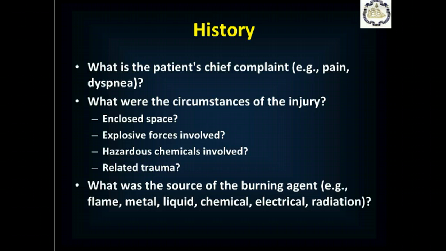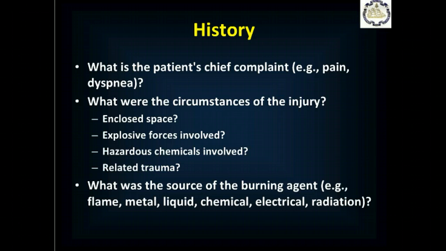If you don't have any primary assessment findings, then you go to your history and you think about what's the patient's chief complaint. Is it pain? Okay, they have a burn, they're painful. Is it trouble breathing? That's more concerning because you have to think about why they're having trouble breathing. Is it because of an airway burn or is it because of another inhalation injury? Try to figure out what the circumstances of the injuries were.